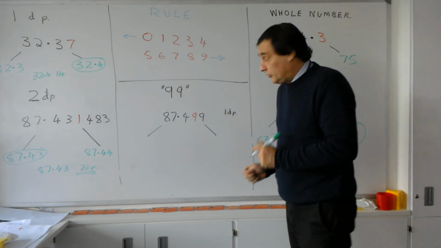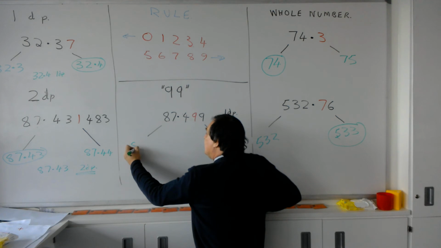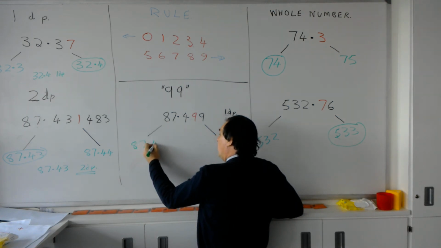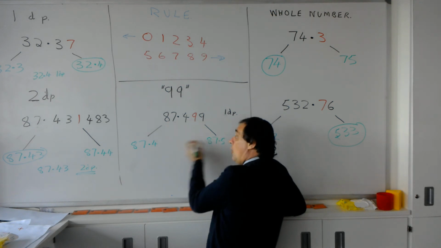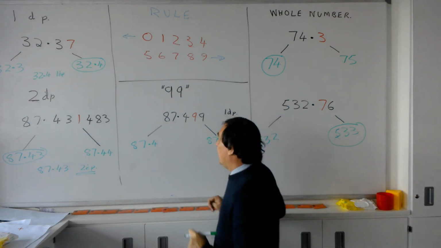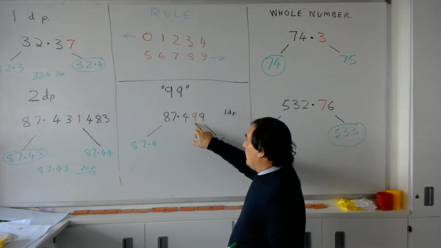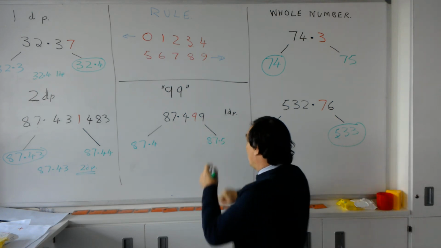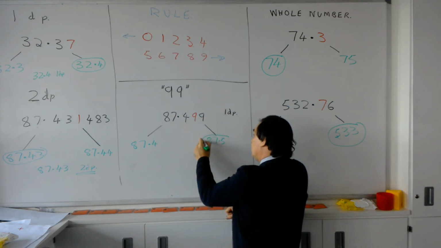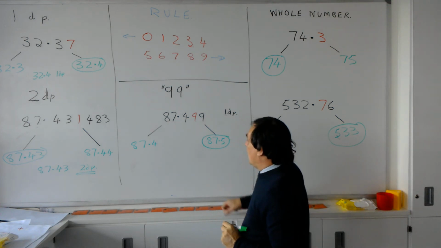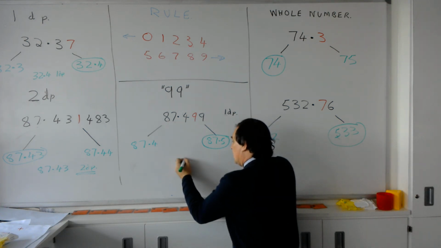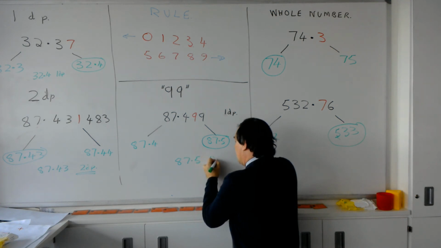So we use the same logic. It's going to be 87.4 and then 87.5, one up. Remember, we're doing one decimal place here. So this time the 9 will have the impact of raising the 4. And our correct answer will be 87.5 to 1 decimal place.